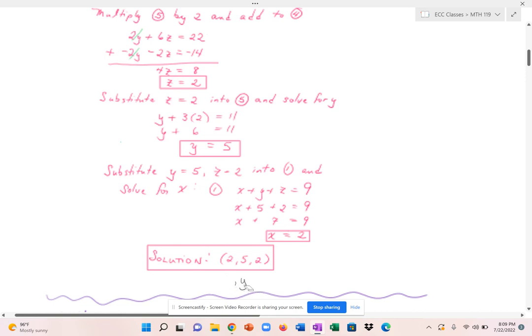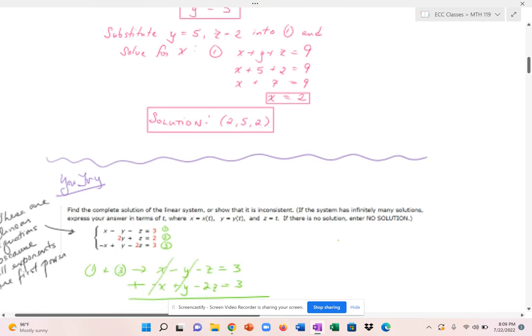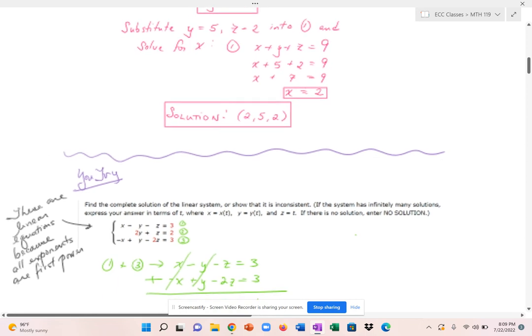Okay, in the next example, this is one for you to try. And so I'll just get you started. In this one, I have three linear equations because all of the exponents are raised to the first power. They have three variables, so therefore three equations.